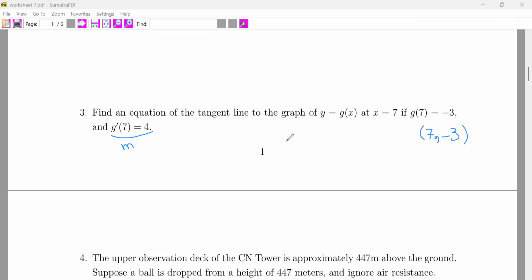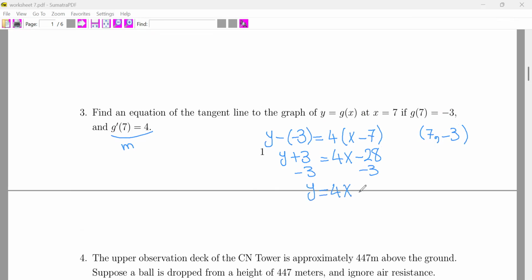So putting all these together, we would have y minus y sub 1, which is -3 here, equals m, which is 4, times x minus x value, which is 7. So it will be y plus 3 equals 4x minus 28. Subtracting 3 both sides, we would get y equals 4x minus 31 as the equation of the tangent line.